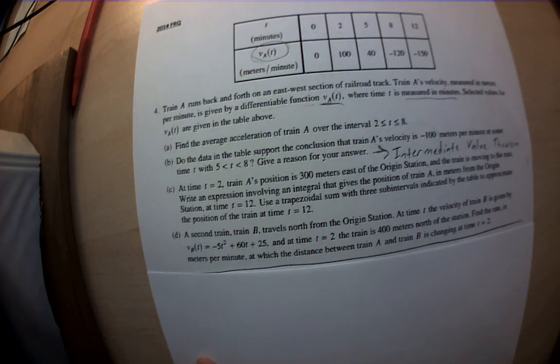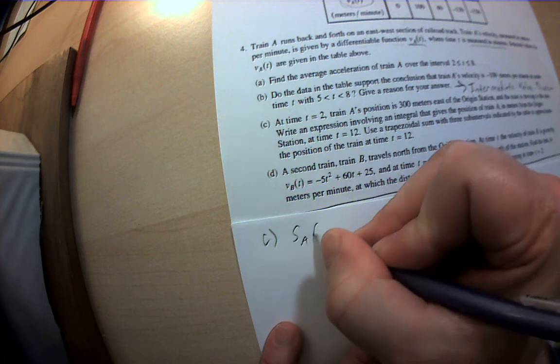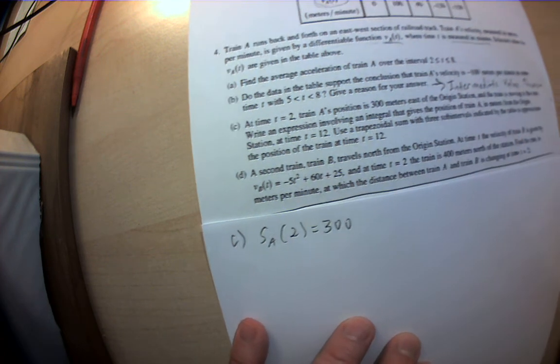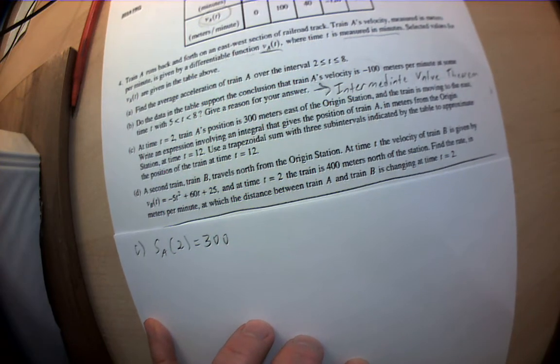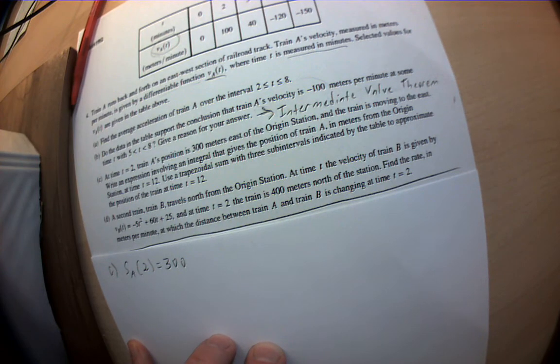Okay, guys, part C. At time t equals 2, train A's position is 300 meters east of the Oregon station. So guys, that's an important little thing here. They're telling you the position at time 2 is 300. So the position at time 2 is 300 east of the Oregon station. East is to the right, and the train is moving to the east.